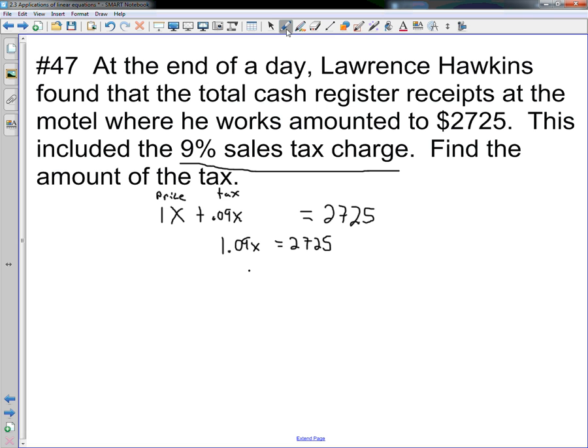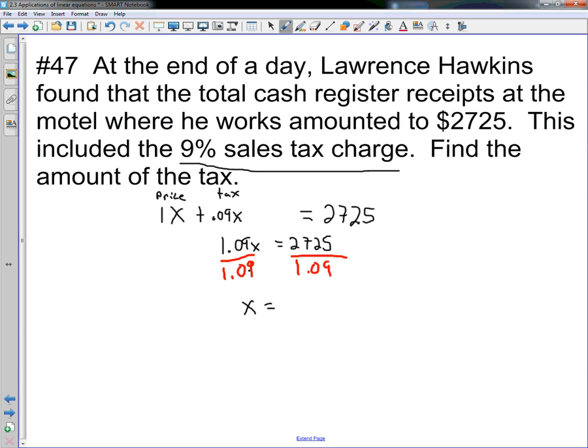To find our x, we're going to undo multiplication with division. So we're dividing by 1.09. Sorry, it sort of looks like there's a decimal there. That's not supposed to be a decimal place. And we get x equals, and let's go ahead and divide this.